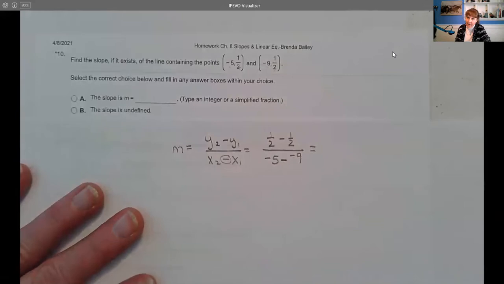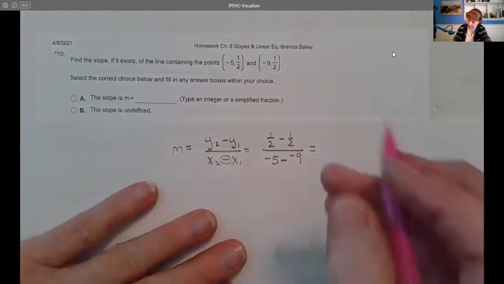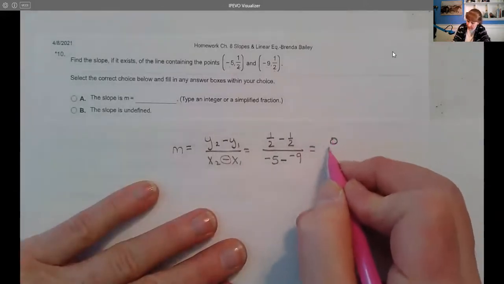So 1/2 minus 1/2. Well, great, they have a common denominator. So when you subtract the numerators, 1 minus 1, you get 0. If you have a half and you subtract a half, you've got nothing left.